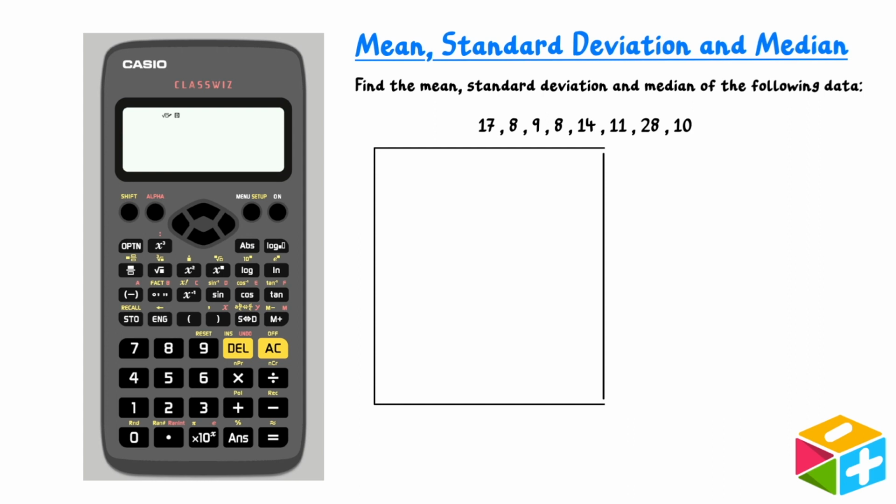The CASIO calculator can be used to find the mean, standard deviation, and median of a dataset. In this illustration, we'll work with a dataset that contains 8 numbers. To begin, we'll press the Menu button. In the menu that appears, the second option is for Statistics. To enter this mode, we'll press the equals button.